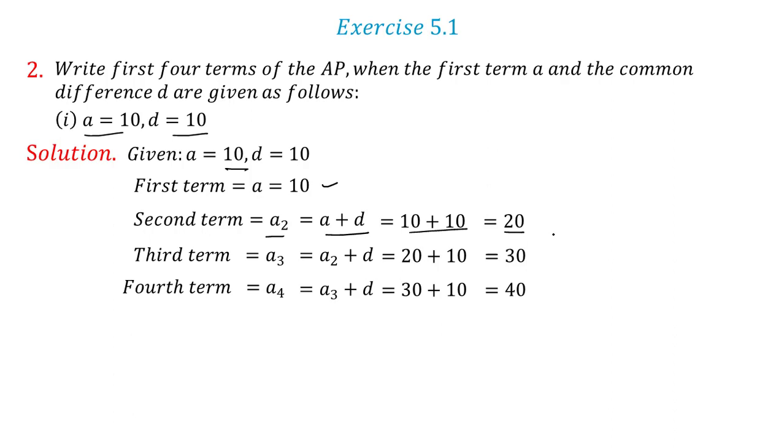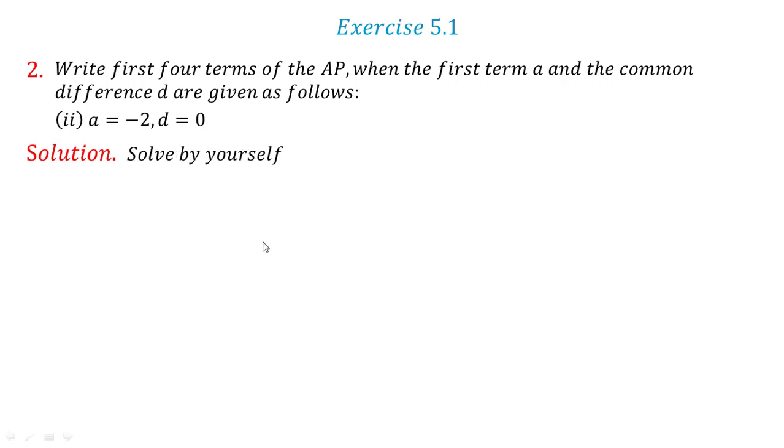To get the third term, you add the common difference to the second term, and similarly to get the fourth term you add the common difference to the third term. So the procedure is very simple. To get the next term, you add the common difference to the term itself. If I am on the third term, to get the fourth term I add the common difference d to it. Now you can solve this problem yourself.